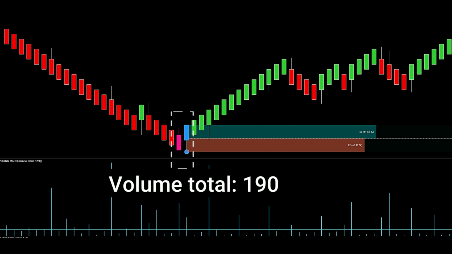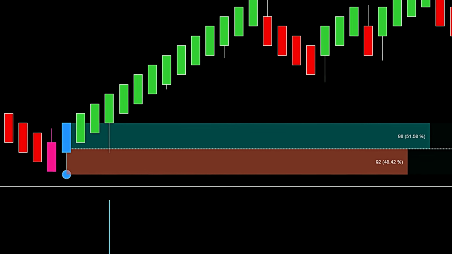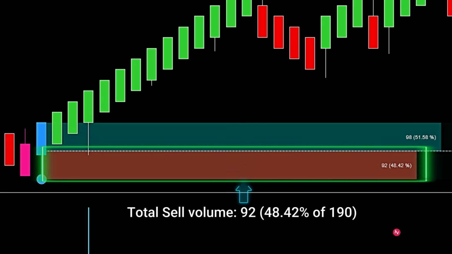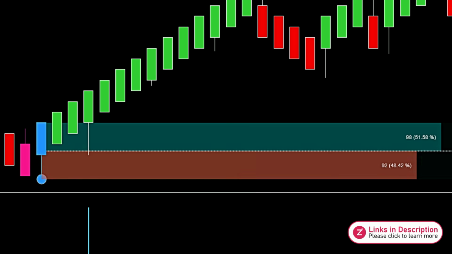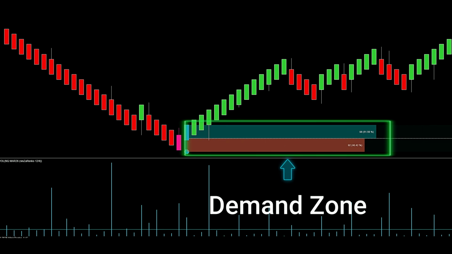At this location, Volutank Army automatically identifies and calculates the price zone, then plots the corresponding supply or demand zone. Beyond drawing the zone itself, the indicator also displays detailed information about total buy and sell volume, showing which side holds dominance within that zone. This allows traders to assess the strength and reliability of each supply or demand zone before making trading decisions.